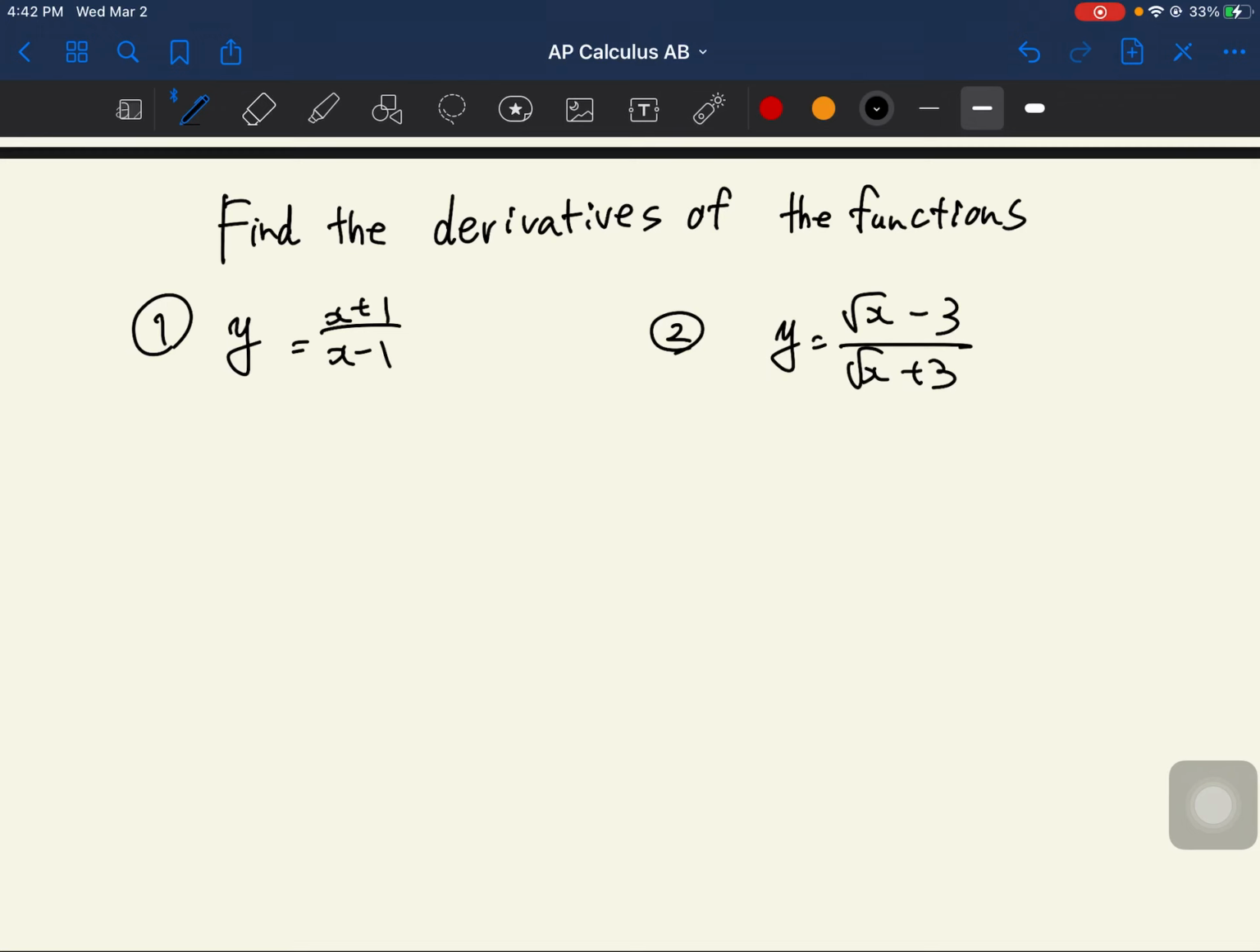Today, I'm here to explain this question. Find the derivatives of the functions. Let's start with number 1, y equals (x plus 1) over (x minus 1). Like the question says, you have to find the derivative of this function.